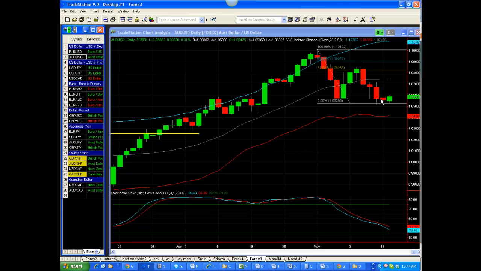Okay, let's look at the Aussie dollar. Didn't really do anything on Monday. Formed a little spinning top, I guess you would call this. Not really doing much.